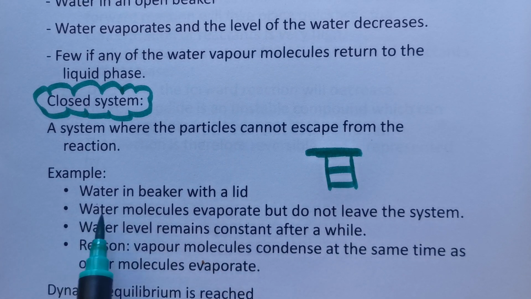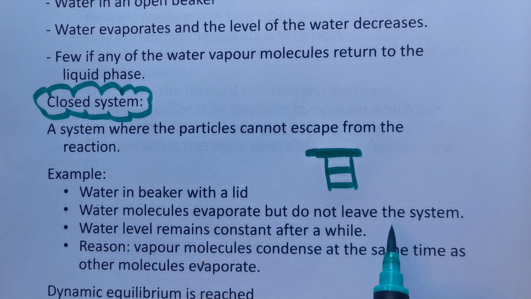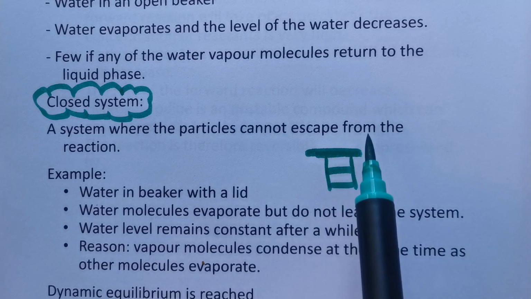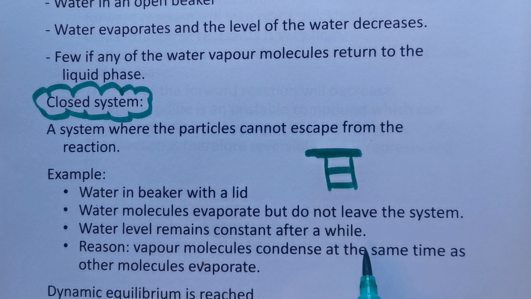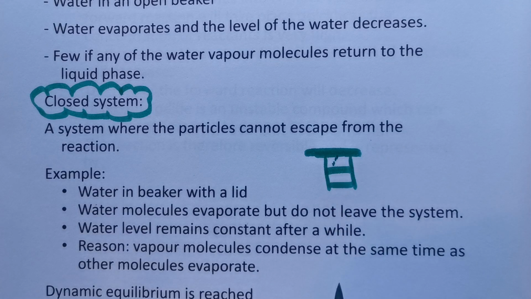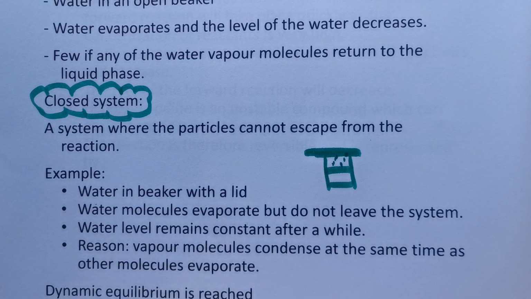So in the example of water in a beaker with a lid, the water molecules evaporate, but they do not leave the system. The water level remains constant after a while. After a little bit of time, once the evaporation and condensation have been set up, the water level will remain constant. The reason for that is that the water molecules condense at the same time as other molecules are evaporating. So you have a system where you've got stuff evaporating and stuff condensing, and that idea of evaporation happening and condensation happening is this whole idea of a closed system.